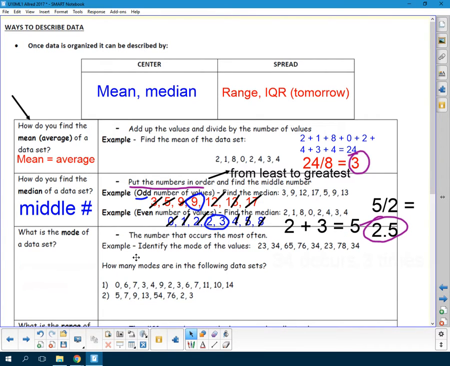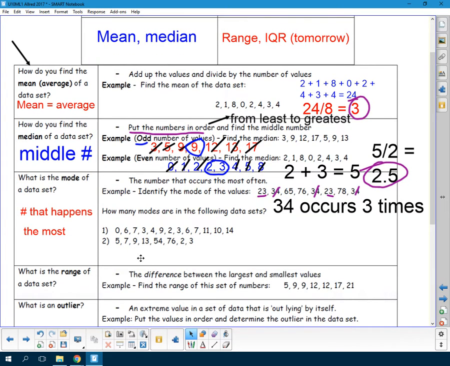Okay, a couple other things that could happen is you're trying to find the mode of a data set. The mode is the number that happens the most in a data set, the number that occurs the most often. In this case, the mode of this data set, I see a lot of 34s, say 1, 2, 3 of them. I see 2 23s, but I saw 3 34s. 34 occurs the most. That makes it the mode of that data set.